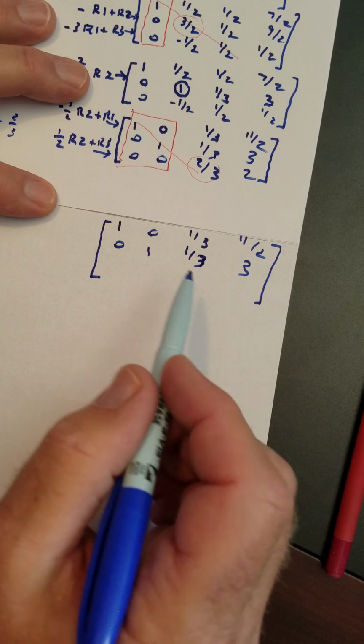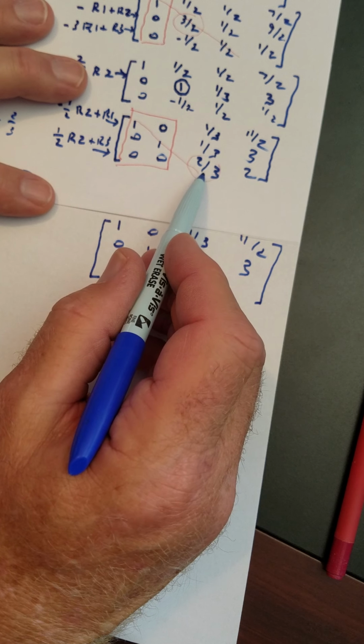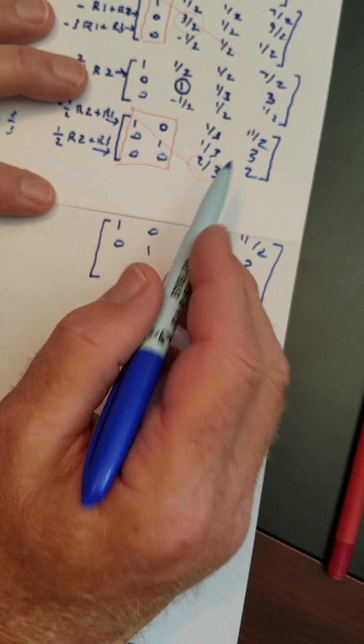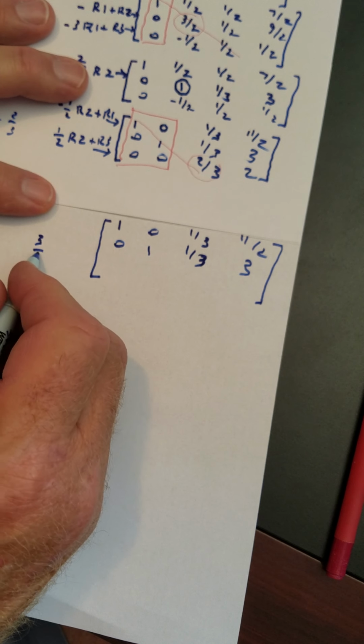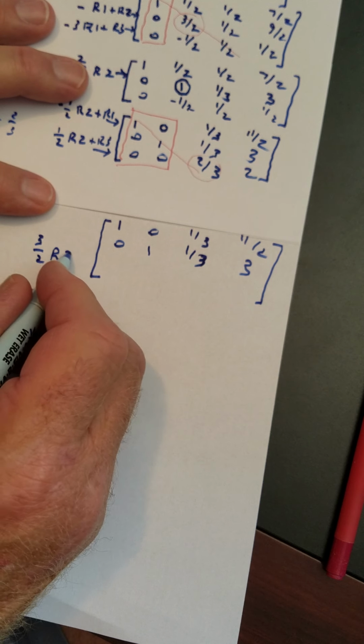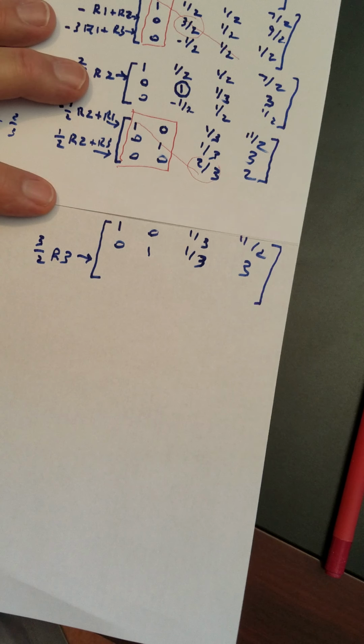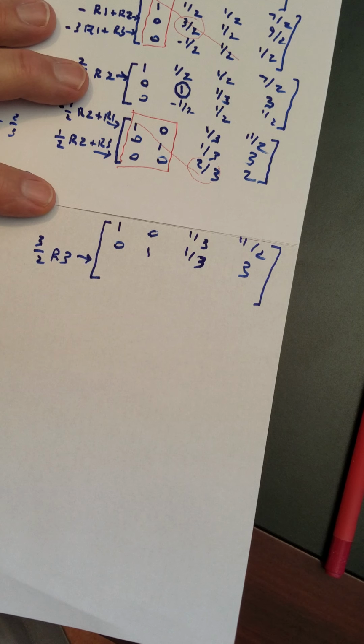Okay, now we're going to work on the bottom. To get a 1, you multiply by the reciprocal. So the reciprocal of 2/3 is 3/2. So I'm simply going to take 3/2 times row 3. When you're getting a 1, you're only working on 1 row at a time.